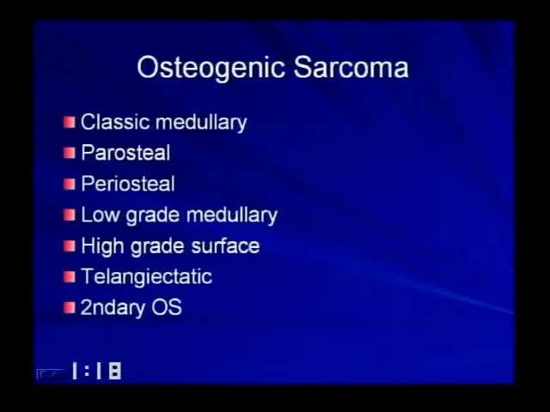Now, let's talk about the bad things, osteogenic sarcomas, and there are different types of osteogenic sarcomas. Classic medullary is going to be the most common. There are two surface lesions that I want you to know, paraosteal osteosarcoma and periosteal osteosarcoma. There's a low-grade medullary, there's a high-grade surface, there's a telangiectatic, and we'll talk briefly about secondary osteogenic sarcomas.